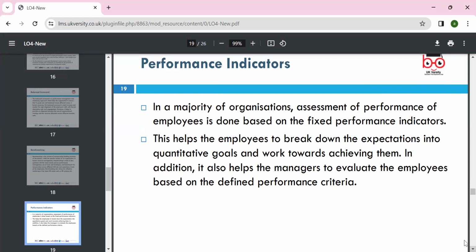Like we can look at productivity per employee, we can look at the return on every pound you spend. So these are different measures in different industries. This helps the employees to break down the expectation into quantitative measures. Quantitative means numbers where we can measure the performance and work towards achieving them. In addition, it helps managers to evaluate the employee.